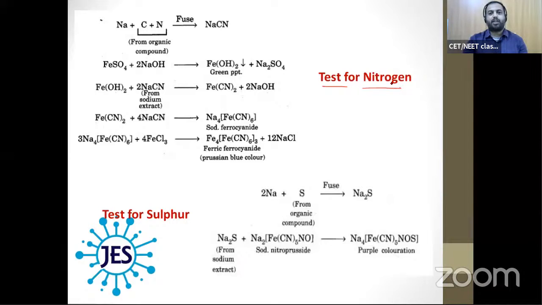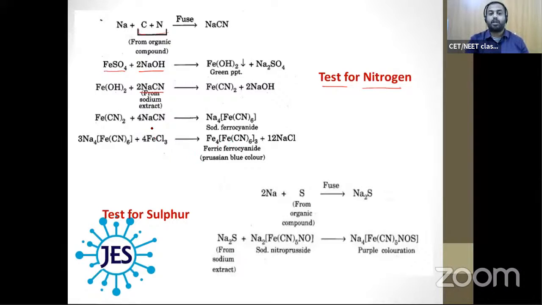What is the test for nitrogen here? You know, sodium when fused with the organic compound gives you sodium cyanide. Now this sodium cyanide in solution is made to react with ferric hydroxide. How is ferric hydroxide obtained? By the reaction of ferrous sulfate and sodium hydroxide. So ferrous sulfate reacts with sodium hydroxide to give you ferric hydroxide.